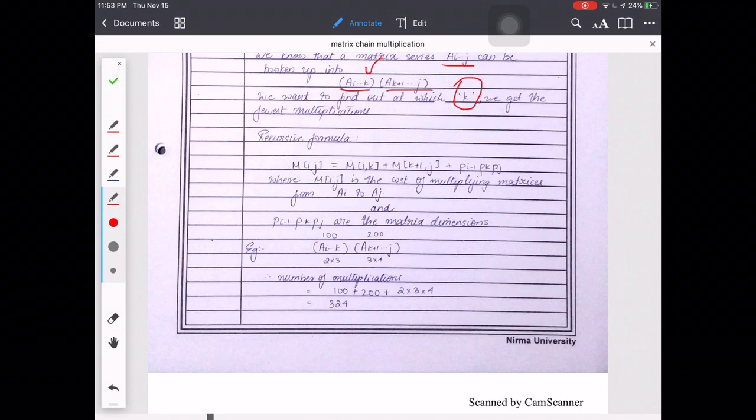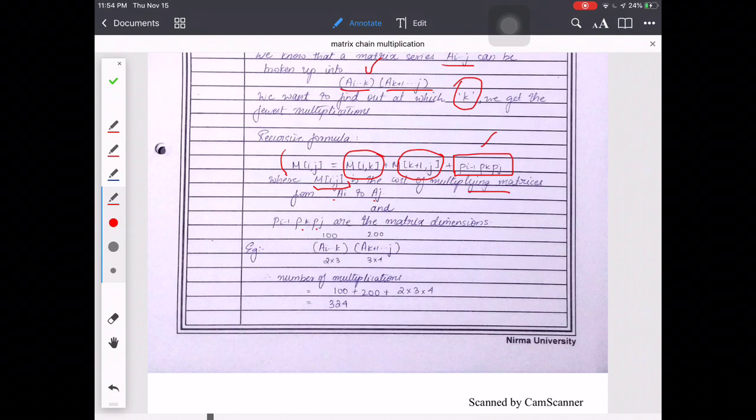The recursive formula is as follows. The cost of multiplying matrices from i to j, M[i][j], is M[i][k] plus M[k+1][j], and that is added with these dimensions: P[i-1], P[k] and P[j]. Here M[i][j] is the cost of multiplying the matrices from Ai to Aj, and P[i-1], P[k], P[j] are the matrix dimensions.